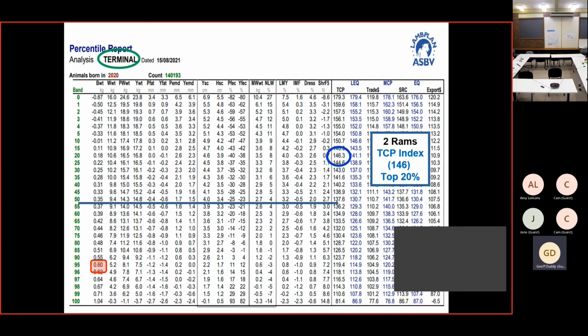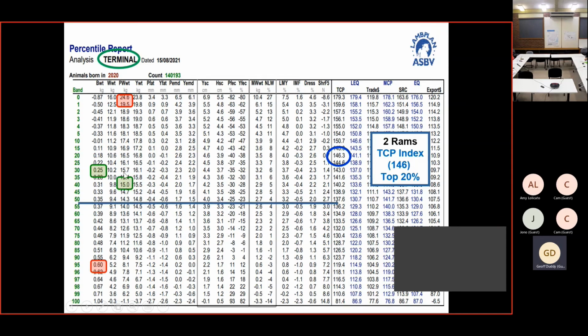Big frame, older ewes, yeah, he may be okay because he's going to throw heavy lambs, compared to this other ram, whose lambs are going to be slightly lighter, only 250 grams heavier than the average ram back in 1990. This red ram is an absolute cracker. He's in the top 1% for growth rate up to weaning. So an absolute cracker. If you want a fast growing lamb, he's probably one to look at.